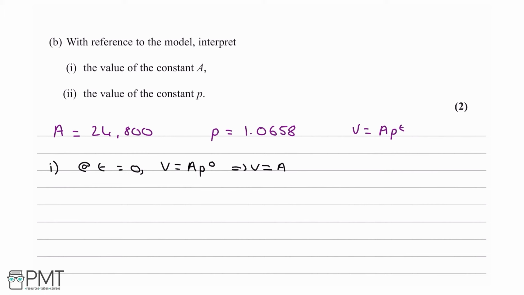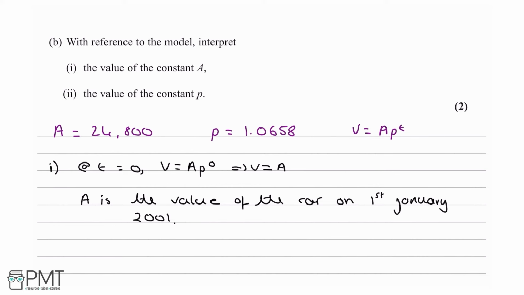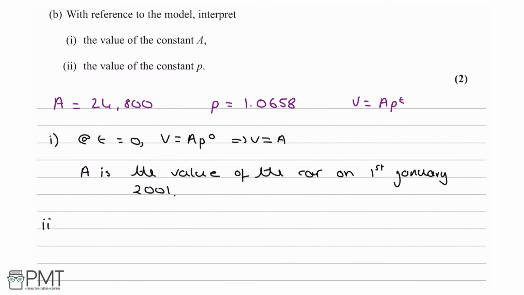So what you would write is A is the value of the car on the 1st of January, 2001. Okay, now P is how much, or the sort of scaling of how much the car increases in value each year. So it's the factor by which the value rises.